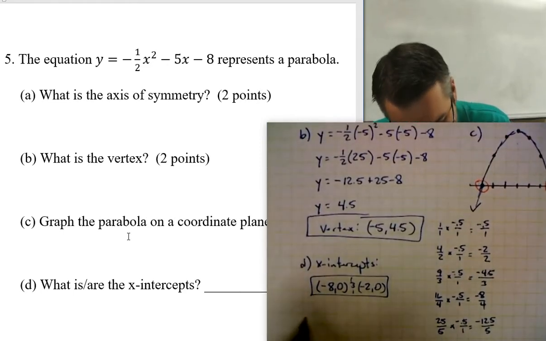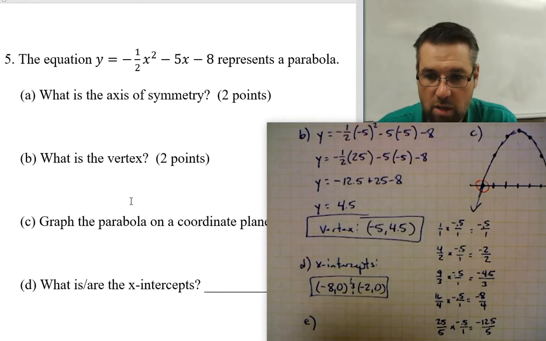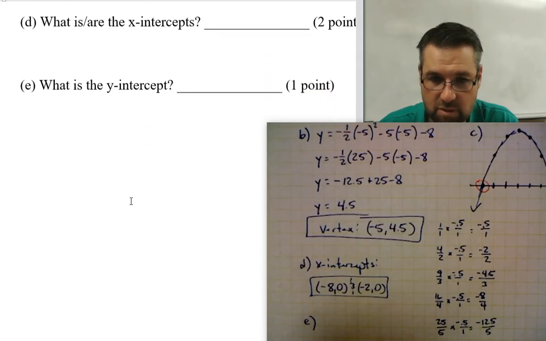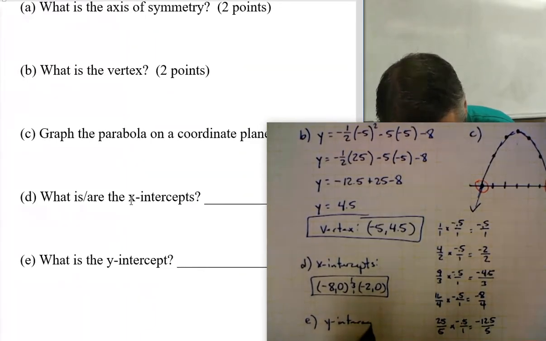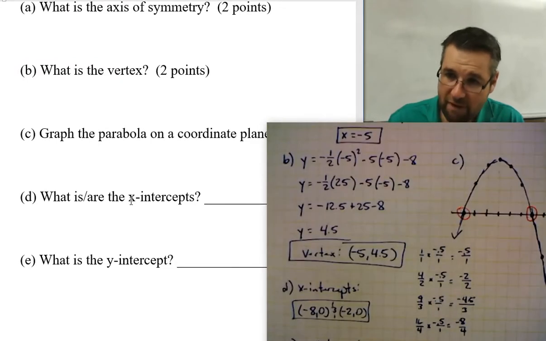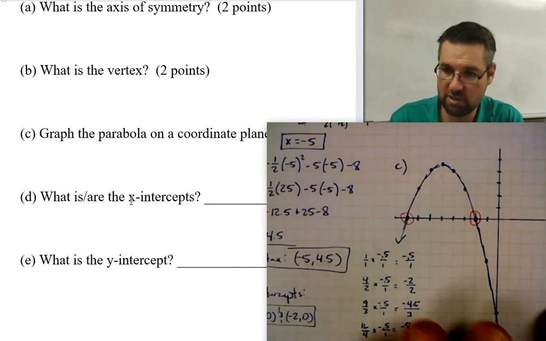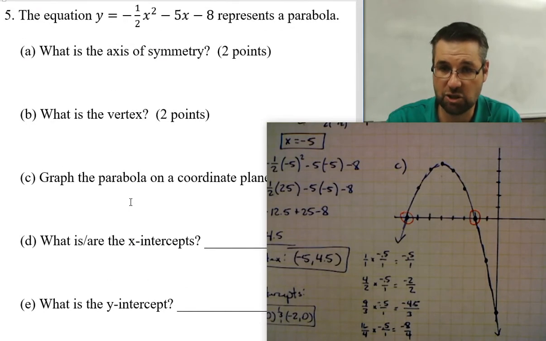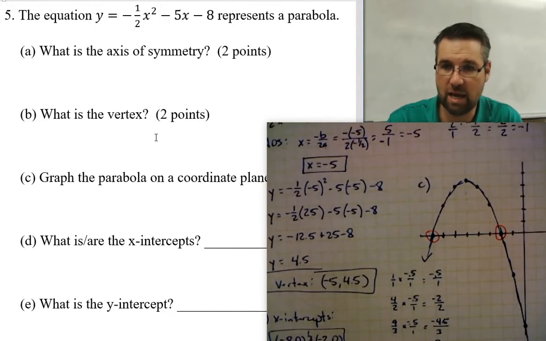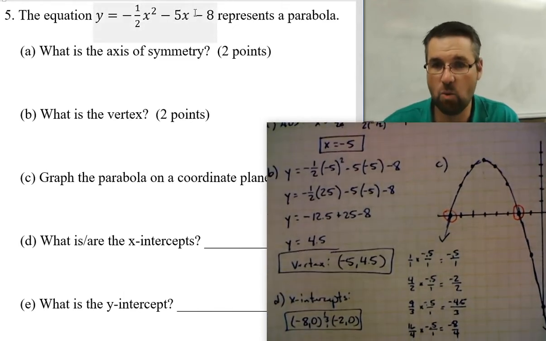Okay? Now E is asking for the y-intercepts. Now, the y-intercept, if you graphed it right, you can see the y-intercept in the graph. But if you didn't graph it right, you should still be able to see the y-intercept in the equation. So remember, the y-intercept is the c value of your standard form equation. We can find the y-intercept without even looking at the graph, and that's important.